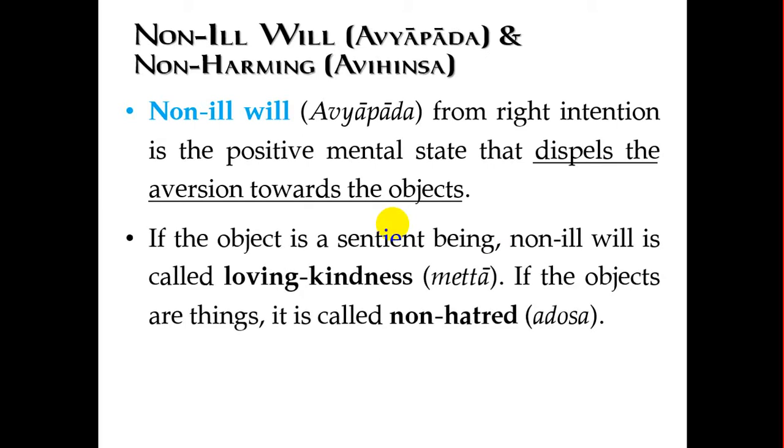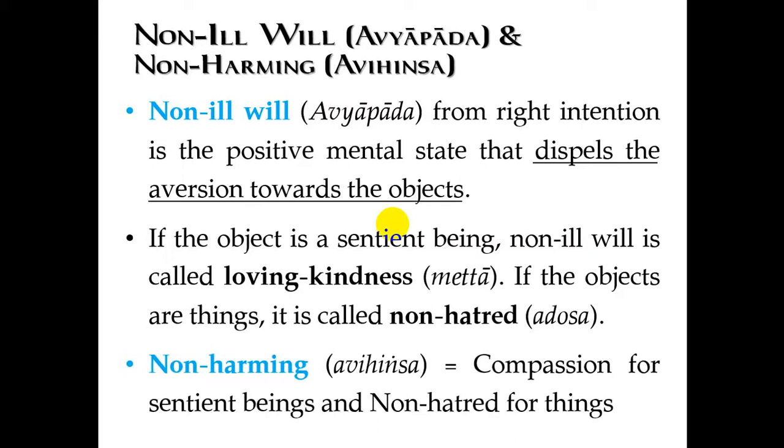If the object is a sentient being, non-ill is called loving kindness. If the object is a thing, it is called non-hatred. Actually, non-hatred covers everything. If you see somebody or something, and you don't have anger or resentment in your mind, that is non-hatred. If you have non-hatred toward a person, that will be loving kindness. Loving kindness only covers living beings.